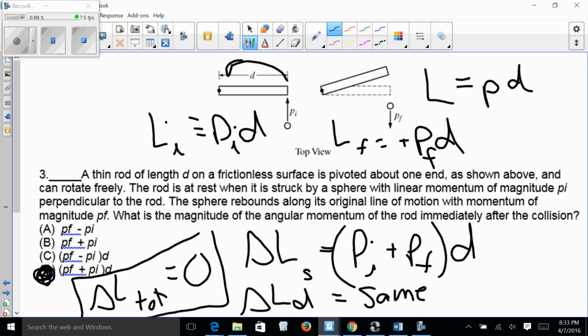So we said the answer there has to be D. The magnitude of the angular momentum of the rod after the collision has to be the same as the change in angular momentum of the disk, because the initial angular momentum of the rod is 0.